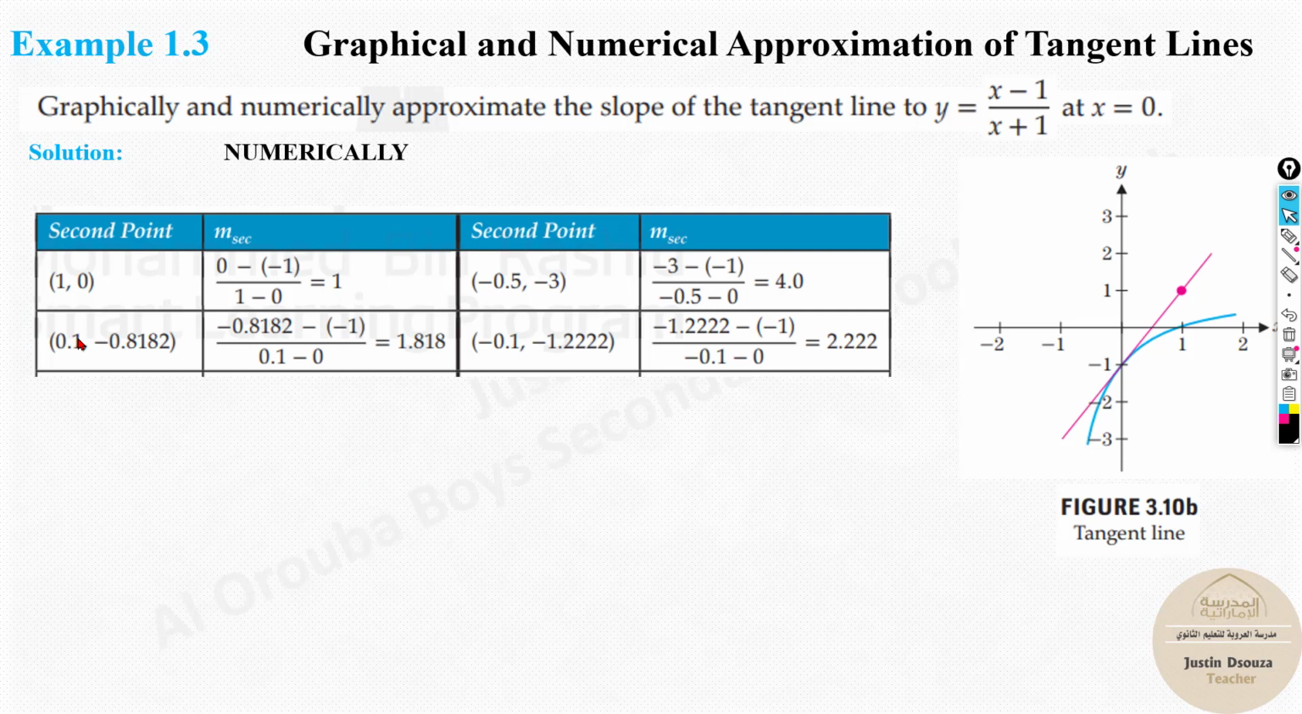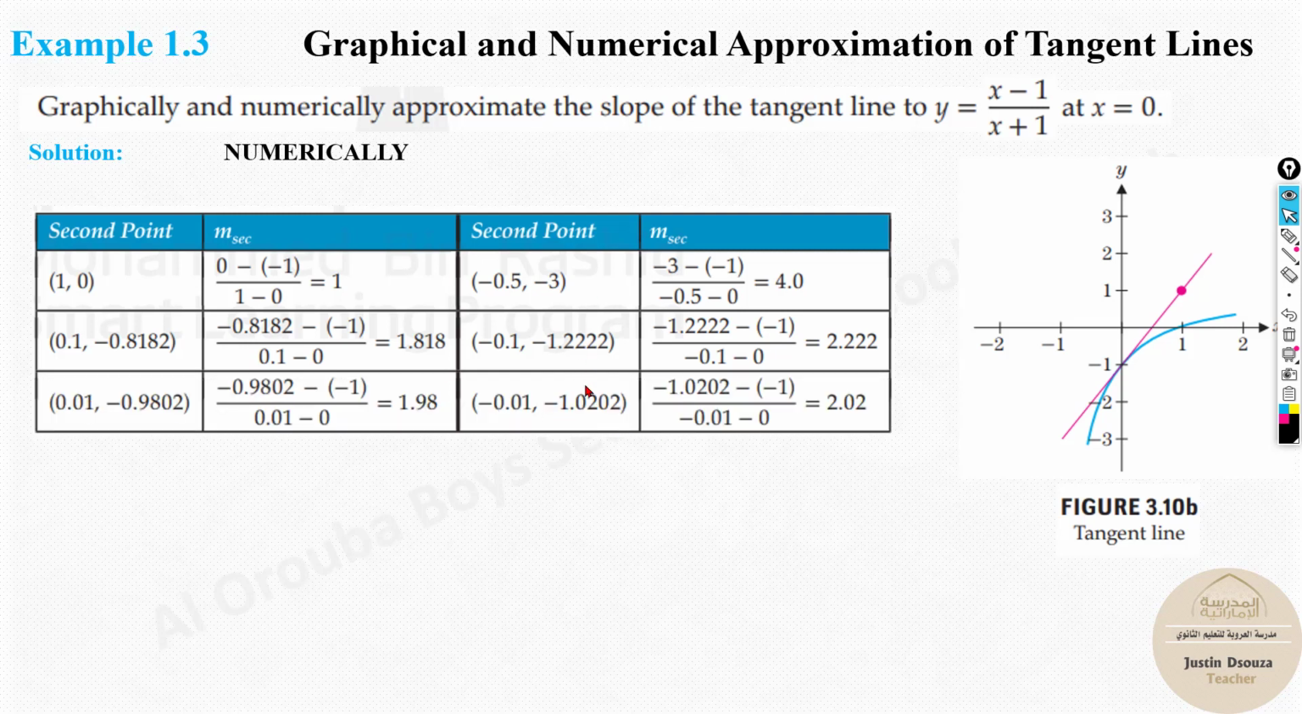From 1 we are going to 0.1. It's a huge jump, but still you're going closer to 0. From negative 0.5 you're going to negative 0.1. Closer to 0. How about more closer? 0.01 and negative 0.01. As you go more and more closer and you find slopes just like what we did, where you just iterate more and more steps, you're going to get the values.